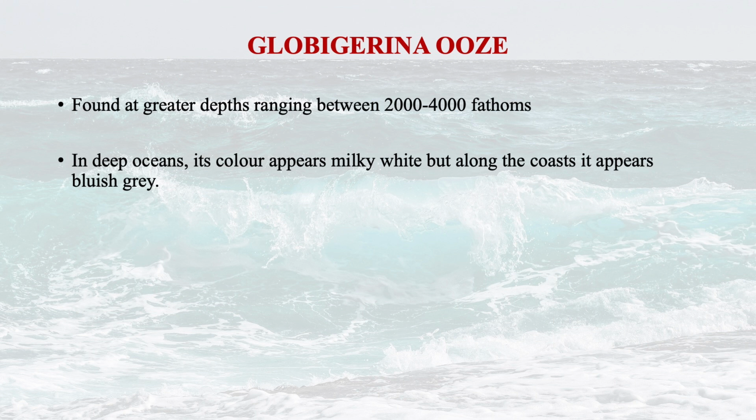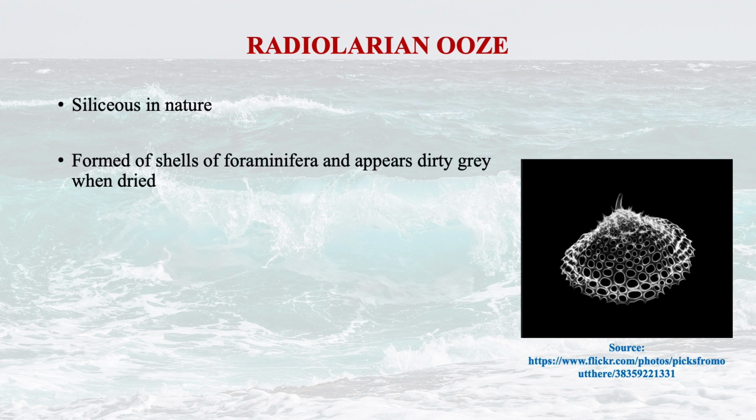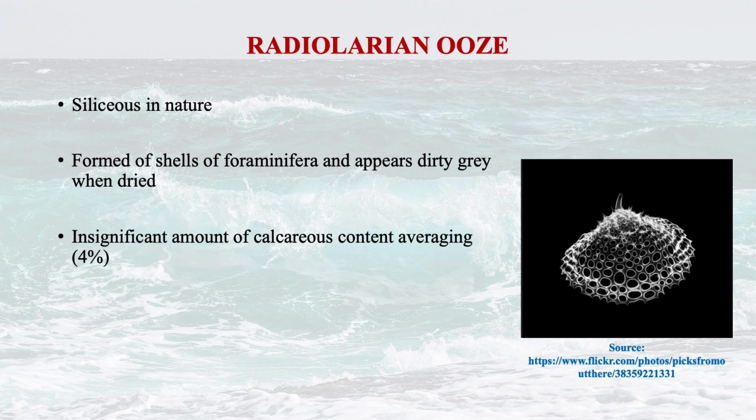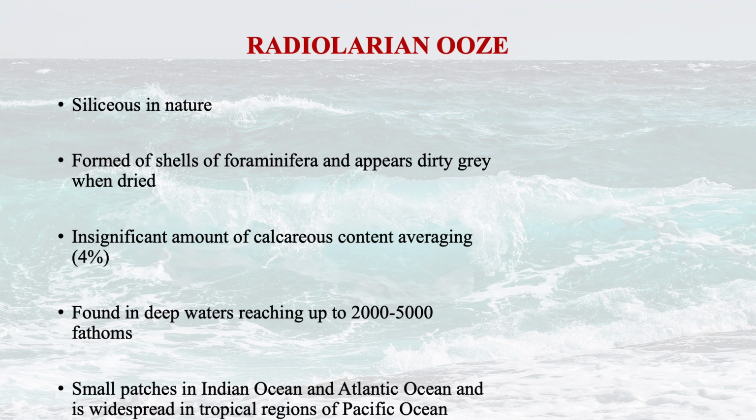Now coming on to radiolarian ooze, they are siliceous in nature and formed of shells of radiolaria and appear dirty grey when dried. Since they are siliceous, they have an insignificant amount of calcareous content, which is only of the order of about 4%, and they are found in deep waters reaching up to 2000 to 5000 fathoms, and small patches are found in Indian Ocean, Atlantic Ocean, and it is widespread in tropical regions of Pacific Ocean.